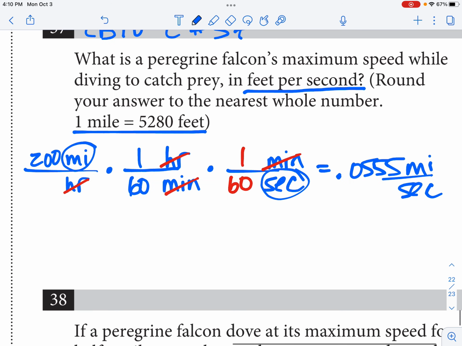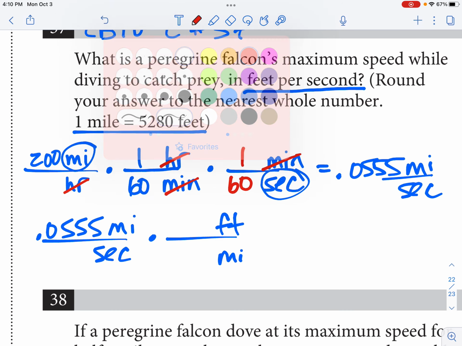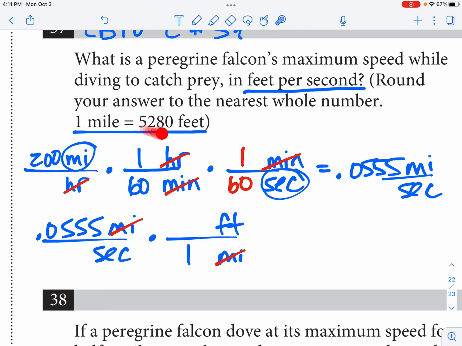So let me come down here and do a different conversion. 0.0555 miles per second. And I need miles to cancel because I want to end up in feet. So where am I going to put miles? I'm going to put it in the denominator, and I'm going to put feet in the numerator because I'm given a conversion factor right here. I want the miles to cancel, and I want to be left over in feet. Miles are gone. And where do I put the 5280? Where do I put the 1? It's 1 mile, so I'm going to put the 1 here. And it is 5280 feet, so I'm going to put the 5280 up here.